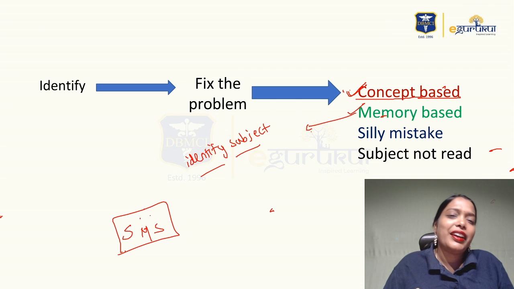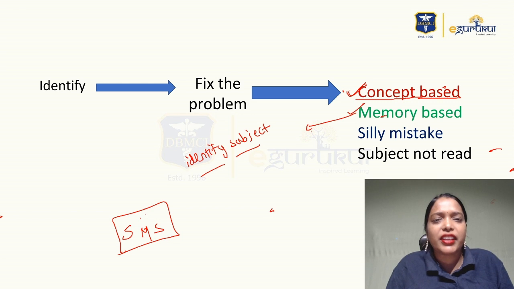Another thing is you have not read that subject, so that's why you have gone down. That is simple to deal with. You can read it again. That's all. So after a GT, try to analyze where the problem is, and fix the problem.